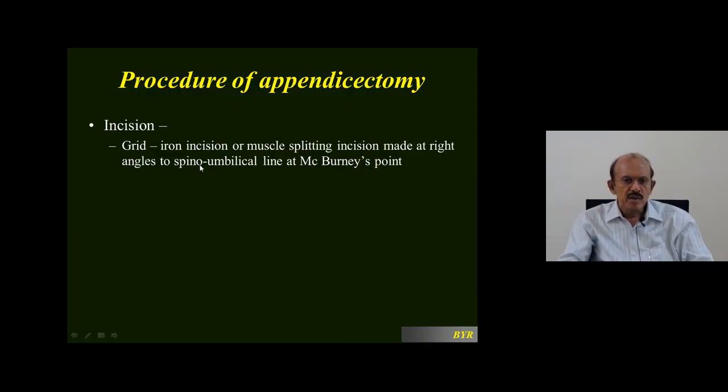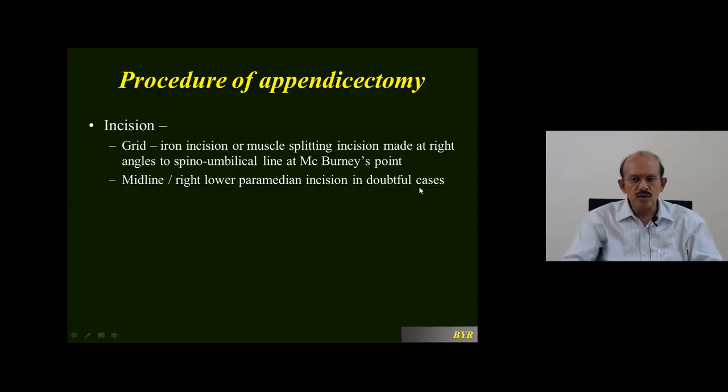So the incision: gridiron incision or muscle splitting incision. This is also called muscle splitting incision. This is also called McBurney's incision. This is also called gridiron incision. Made at right angles to the spino-umbilical line at McBurney's point. A midline or right lower paramedian incision is given in doubtful cases.